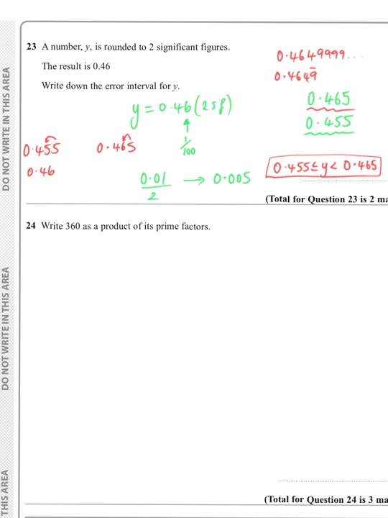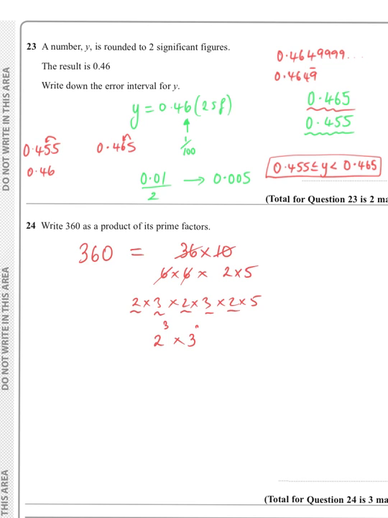Question 24. Write 360 as a product of its prime factors. Well, let's just get the multiplication. 36 times 10, for instance, you could have done 18 times 20, or any multiplication that gives 360. Then all you have to do is just break any of these numbers down into prime numbers. So that's 2 times 5. 36, that's 6 times 6. And then the 6's, that's 2 times 3 times 2 times 3, and so on. So that would be fine, but if we want to see how many powers of 2 we have, 3 powers of 2, so 2 to the power 3, 2 powers of 3, times 5. So that would be just as good as the answer.